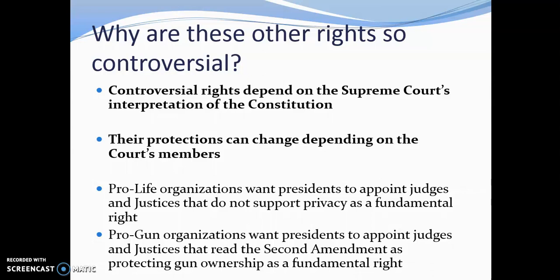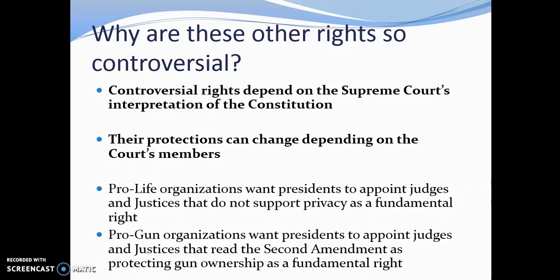So these rights are controversial, and their existence really depends on who's sitting on the Supreme Court. It's possible that their protections, and whether or not they are acknowledged as being fundamental rights, can change depending on who's actually sitting on the court. So pro-life organizations really want presidents to appoint judges and justices that don't acknowledge the right to privacy as being a fundamental right. They would say that's something that's up to the states and up to Congress. It's not something for the courts to decide.